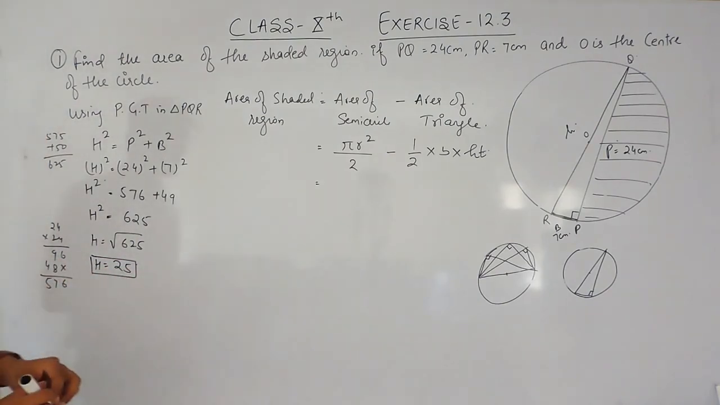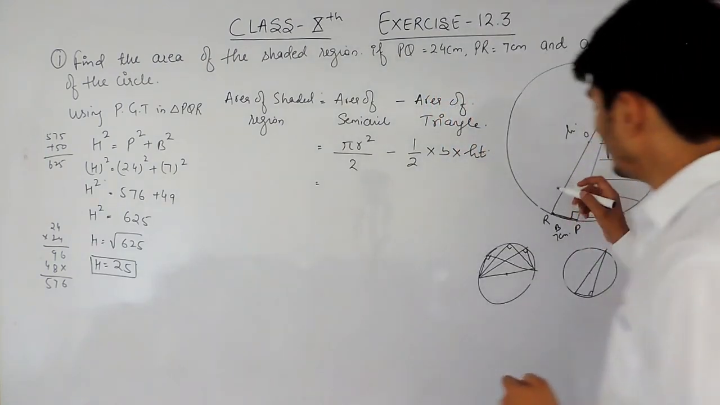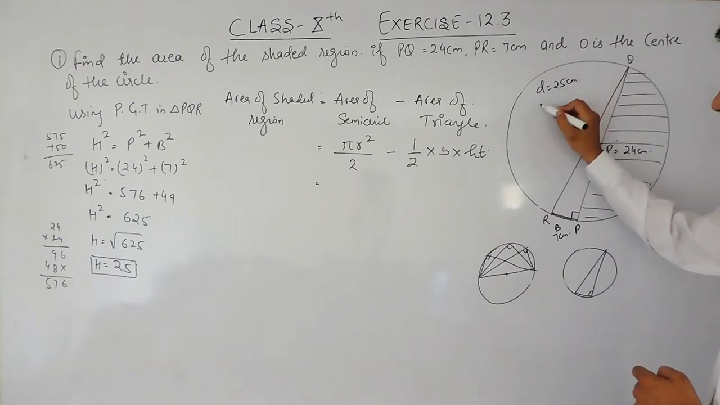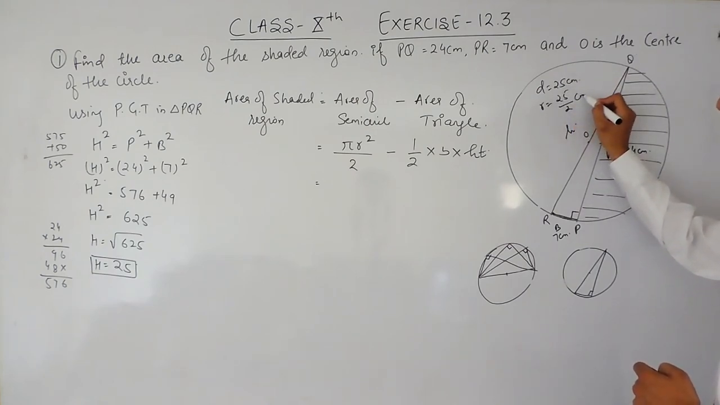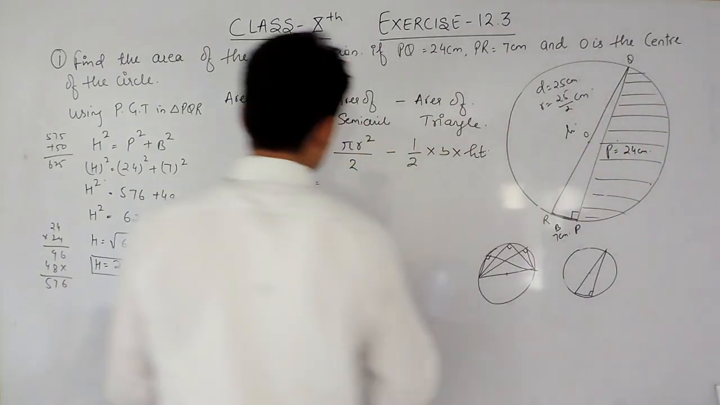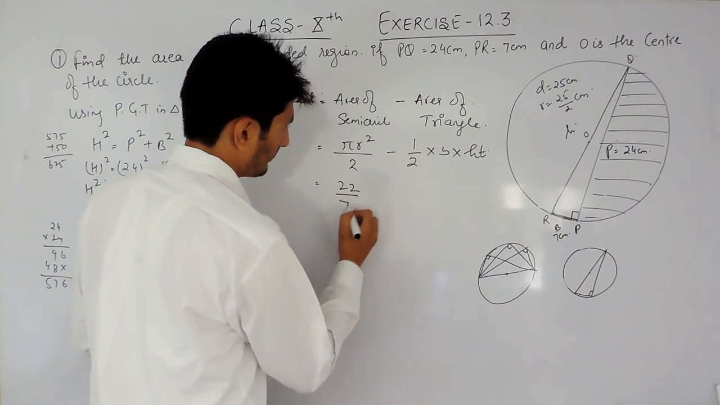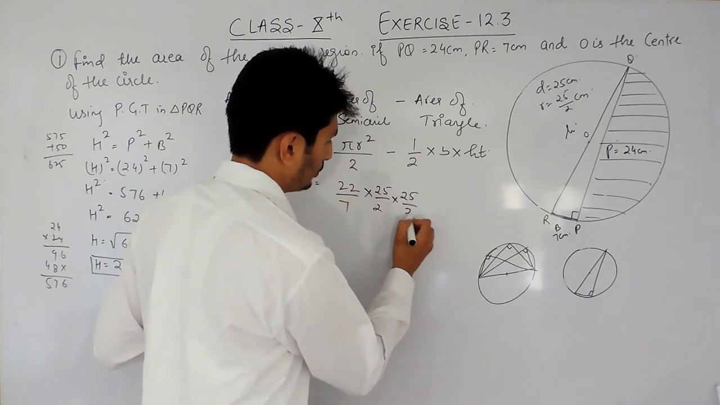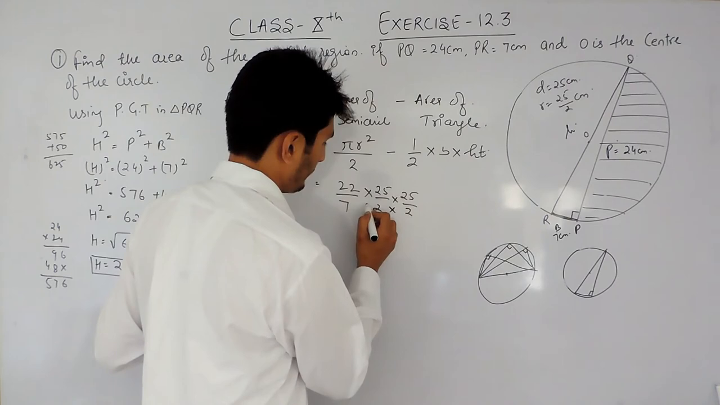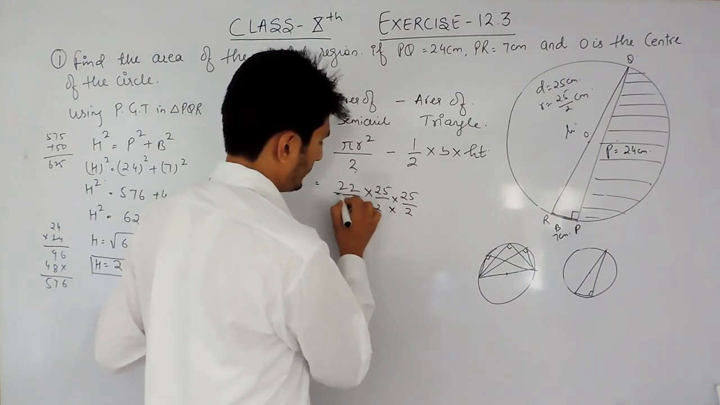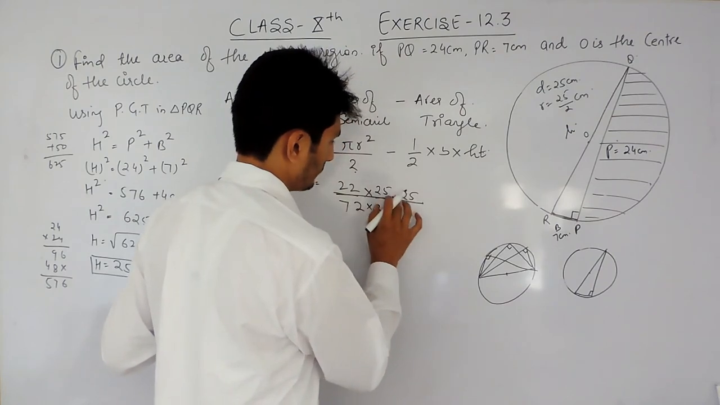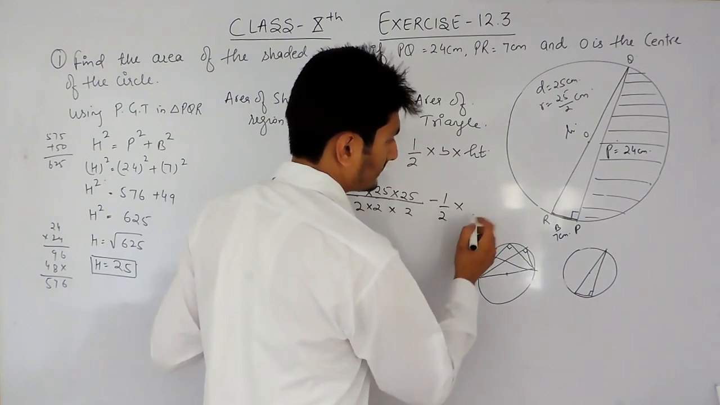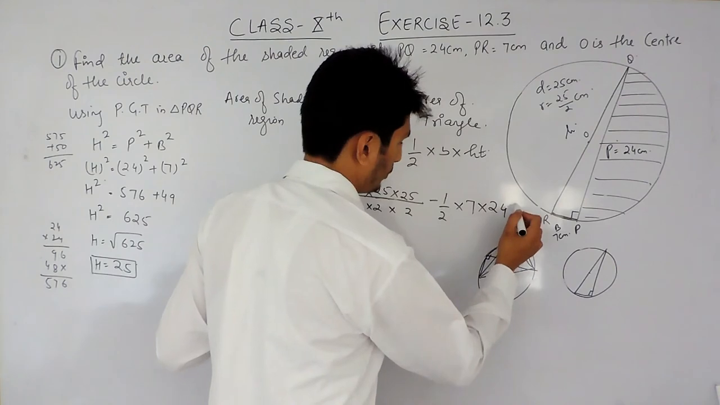So my hypotenuse is 25, that means my diameter should be 25 centimeter, and my radius should be half of the diameter, which is 25 by 2 centimeter. Now substitute the values. The value of pi is 22 upon 7. My radius is 25 by 2 multiplied by 25 by 2, and this multiplied by, there is another 2 in the denominator. Okay, now this is minus half, base is 7, and my height is 24. Now let's solve this.